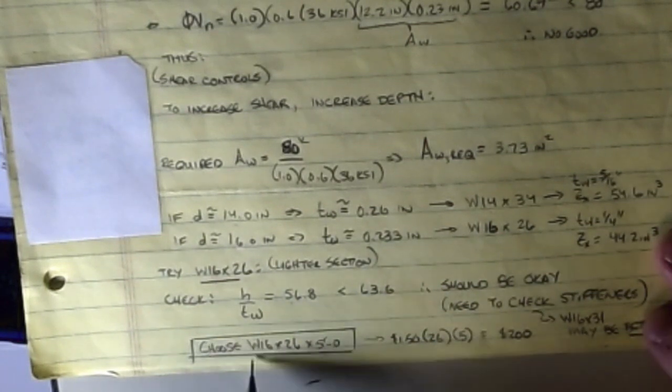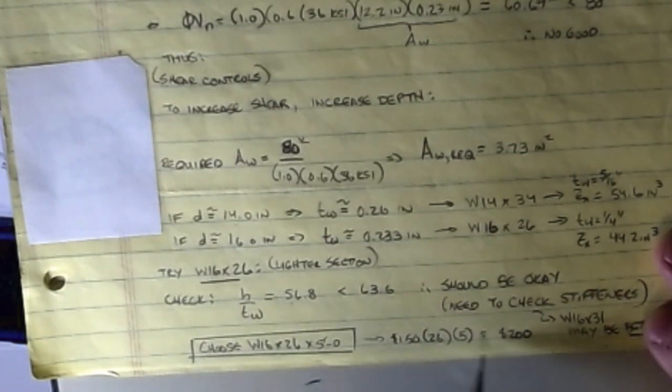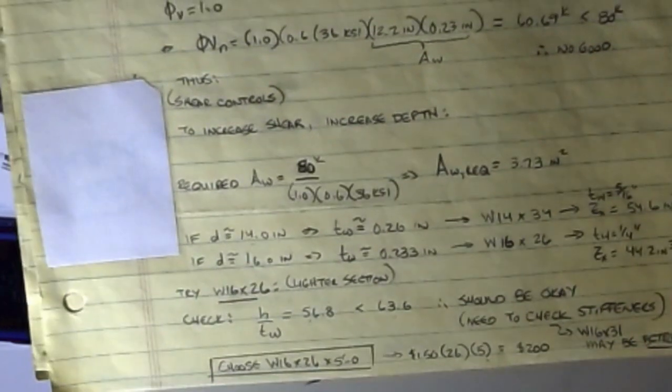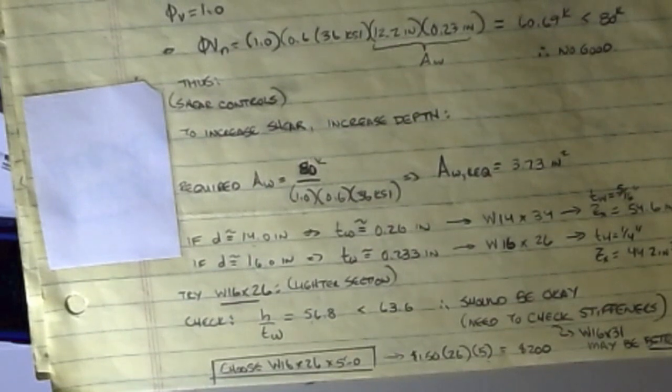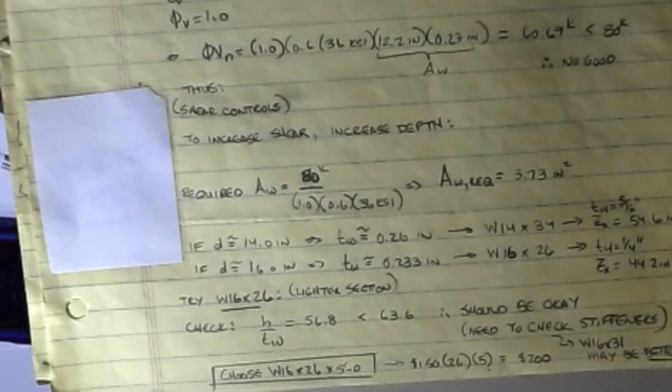So if we choose a W16 by 26 by 5 foot in length, we're looking at a member that is, just running a quick $1.50 per pound, 26 pounds per foot times 5 feet. This member is about $200 to give you a sense of the scale of the pricing. Otherwise, that's really all there is to it for shear. It's pretty straightforward. It's kind of an after check. The only thing you have to remember is we have to check the criteria.